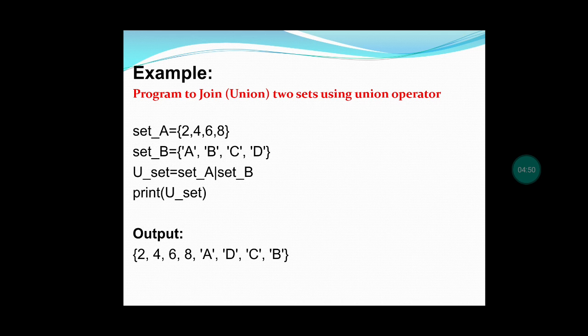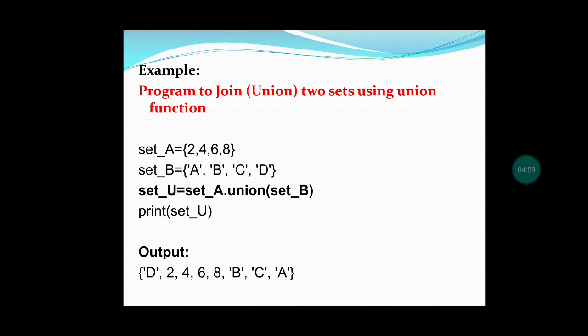In the same example, we now use the union function. Instead of the union operator, we are using the union function. Set A equal to 2, 4, 6, 8. Set B equal to A, B, C, D. And set union equals set A dot union of set B. Set A has been added with set B by using this union function. So we are getting the output as D, 2, 4, 6, 8, B, C, A. So all the elements in set A and set B have been joined together. Here we have used the union function.